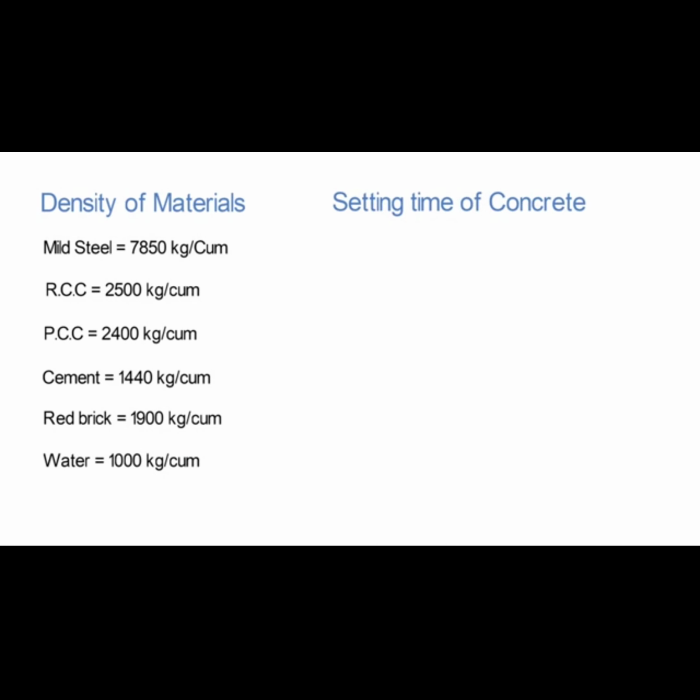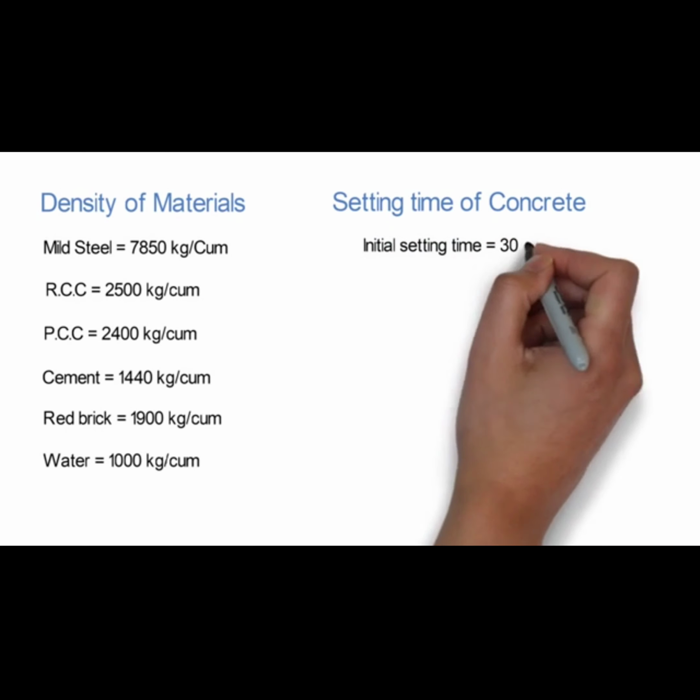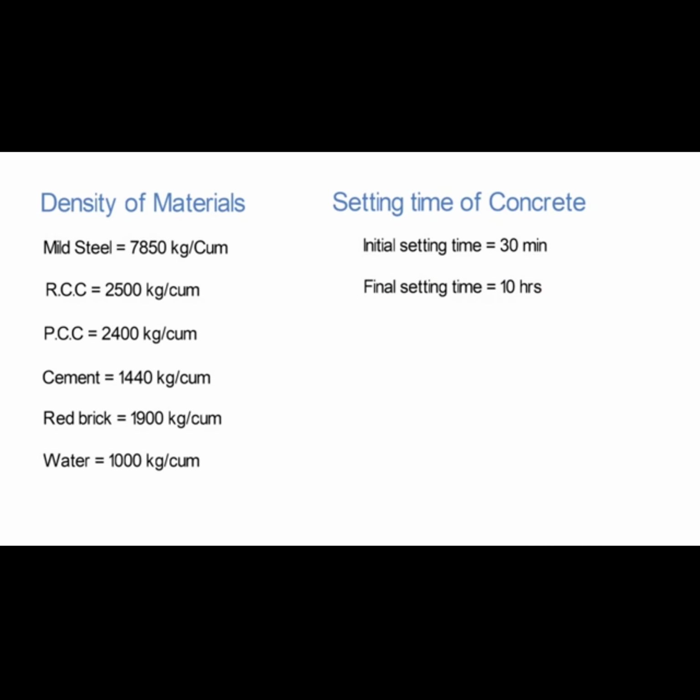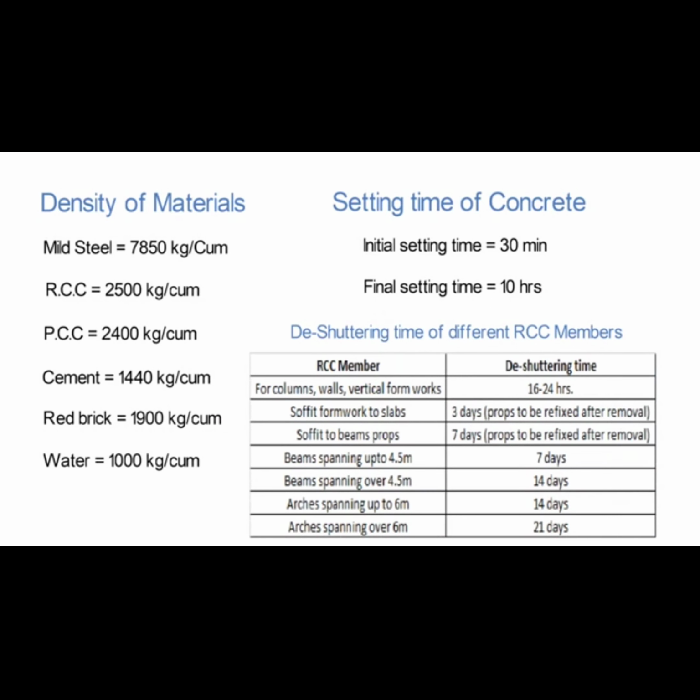Setting time of concrete. The initial setting time of concrete is 30 minutes and the final setting time of concrete is 10 hours. Deshuttering time of different RCC members. For columns, walls and vertical formworks, the deshuttering time is 16 to 24 hours. For soffit formwork to slabs, deshuttering time is 3 days.